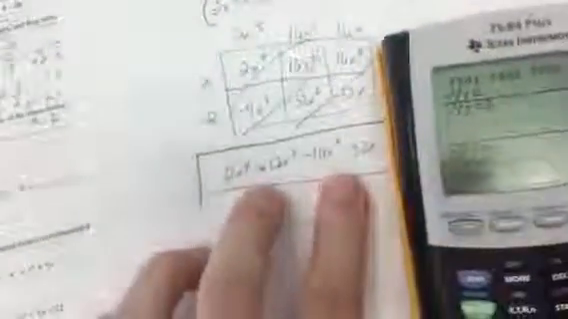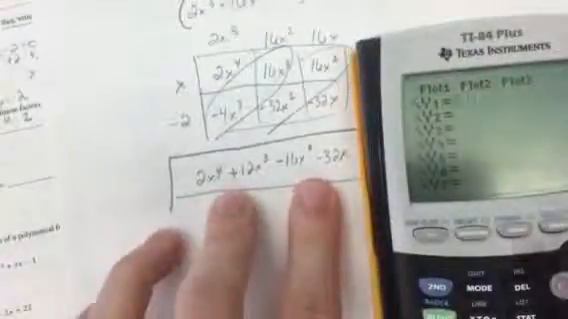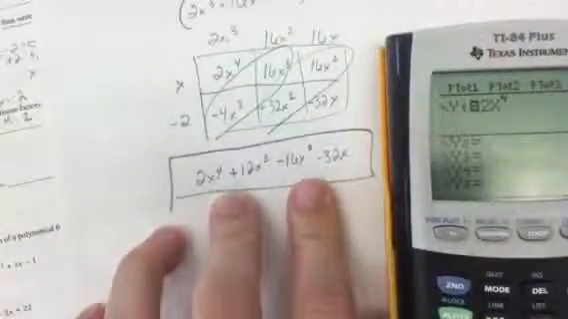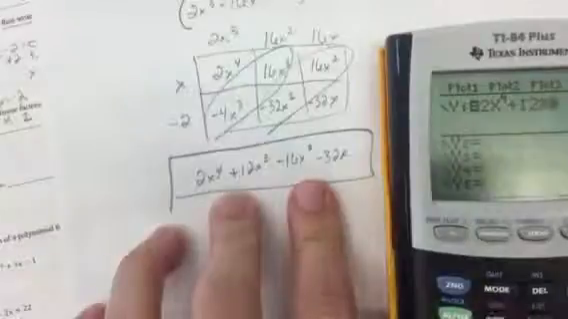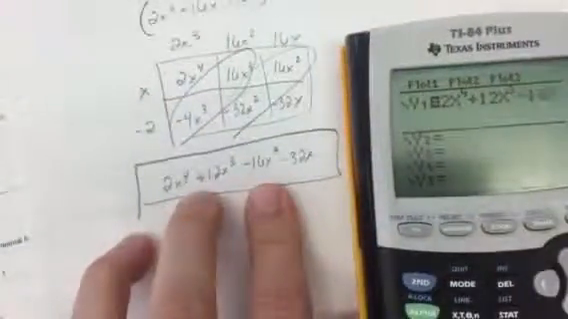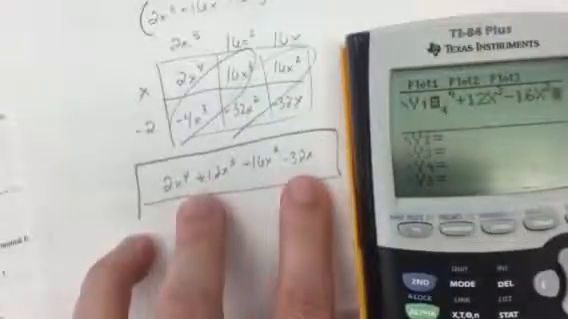Now, there's a lot of places that you can make mistakes when you're multiplying out or factoring. So one really good way to check to see if we did our work right is to take this equation and enter it into your graphing calculator. 2x to the 4th plus 12x to the 3rd minus 16x squared minus 32x.